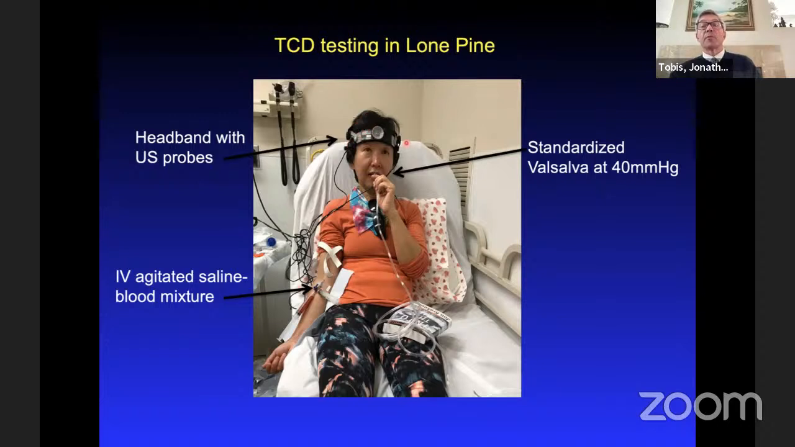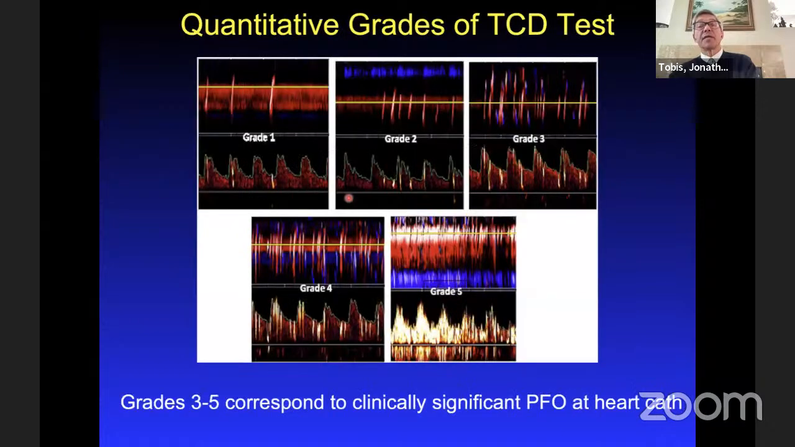Anyway, the ultrasound probes are on the temples. She's breathing out through a tube, which is connected on the wall to a manometer. The arrow has to reach 40 millimeters mercury. And then here's the IV, and you can see 2 cc's of blood in the IV, which goes back and forth to make the foam solution of agitated saline. And she's sitting upright. So these things are very technique dependent in terms of the sensitivity of the tests.